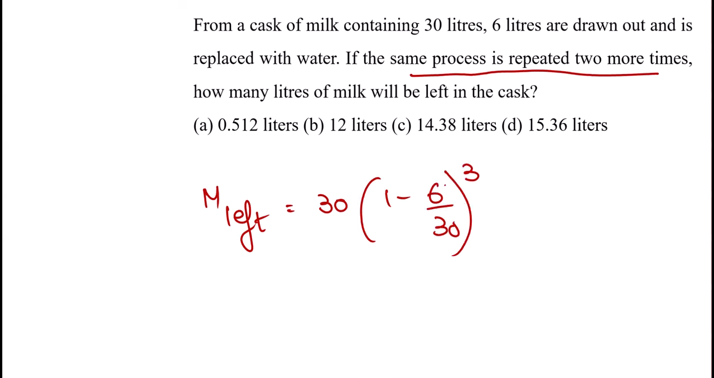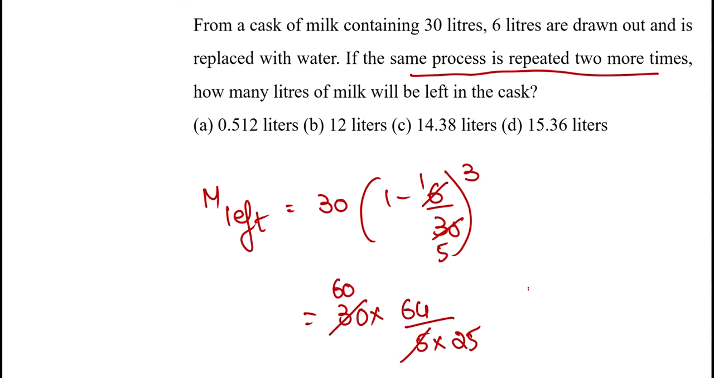Do the whole cube directly. This is 1 by 5. 1 minus 1 by 5 is 4 by 5. 4 cube is 64. 5 cube is 125. Or you write 5 into 5 square. This one will get cancelled. 60 into 64 divided by 25.